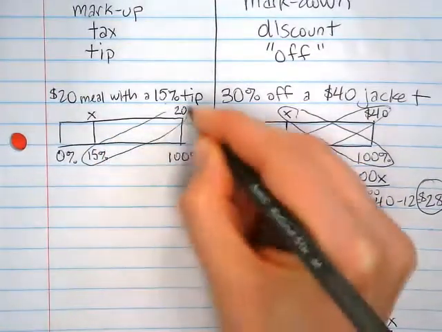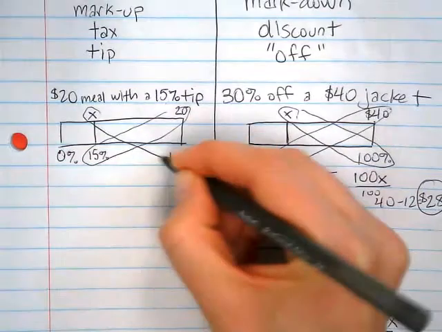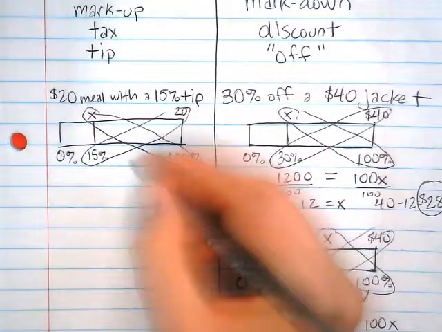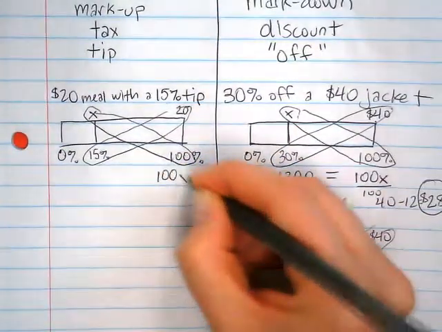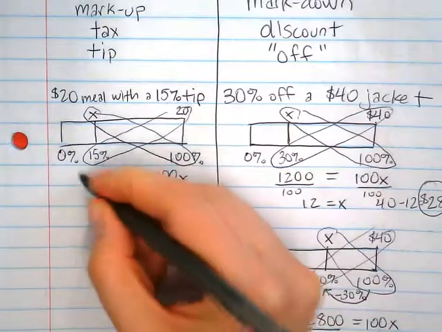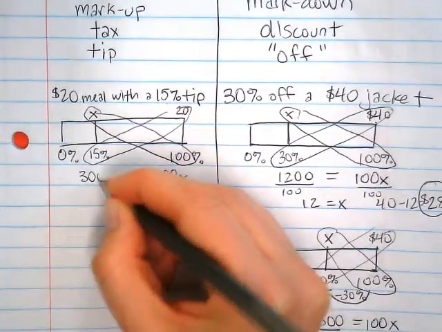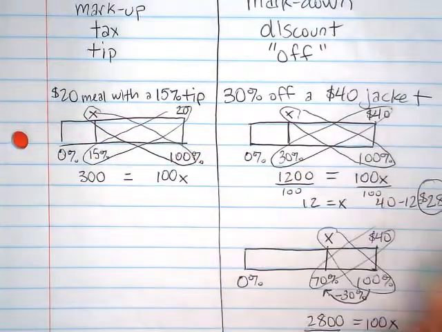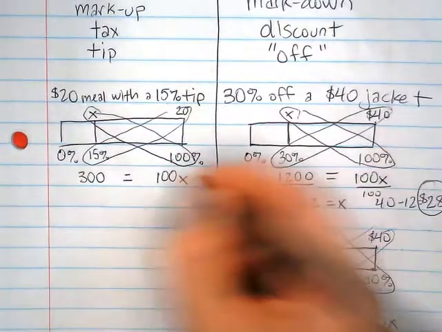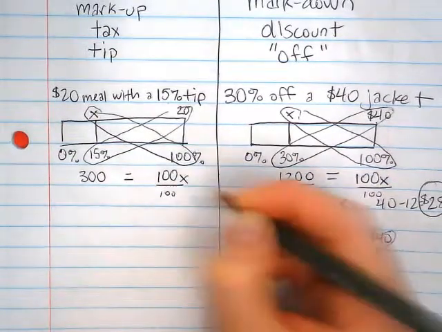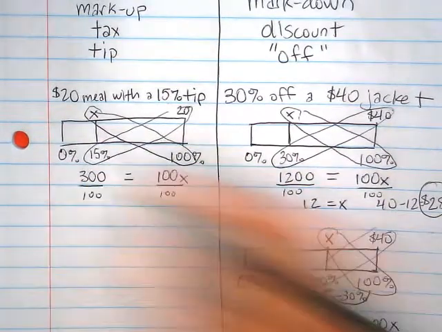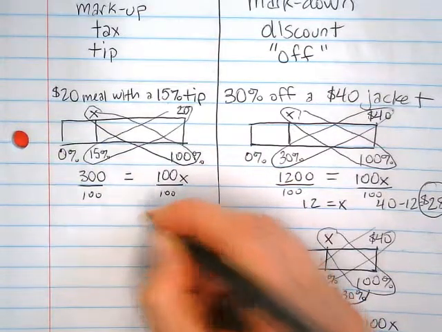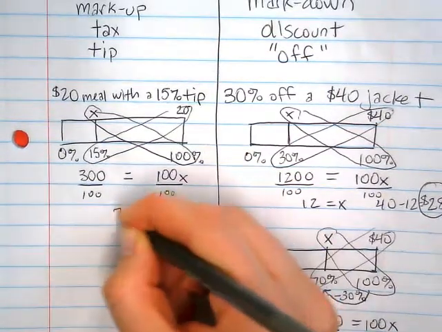Now that we have that, we can cross multiply. We get 100x on this side, and over here we get 300. So 100x equals 300, divide by 100, and we'll get x equals 3.